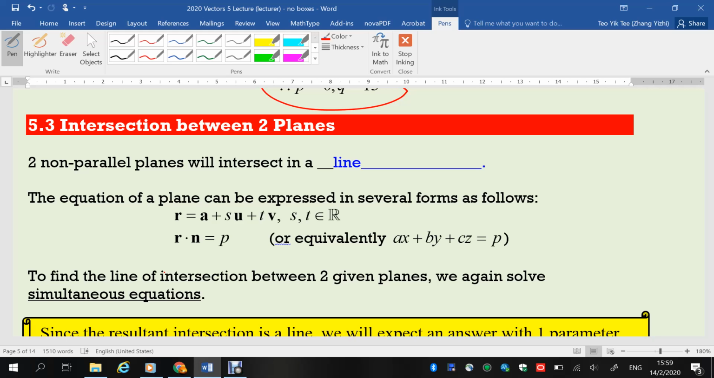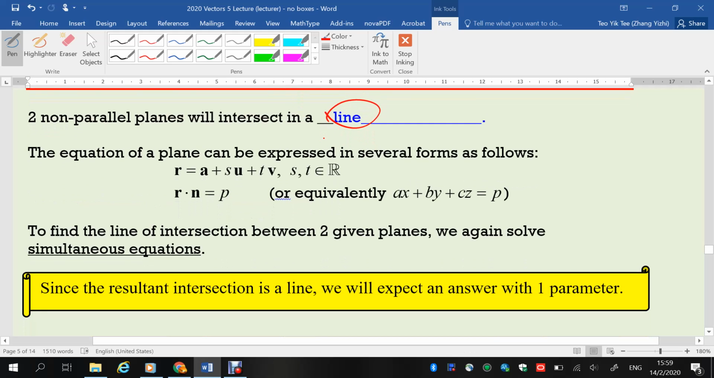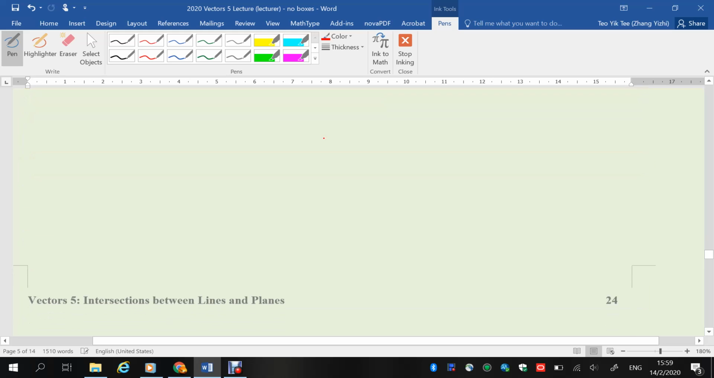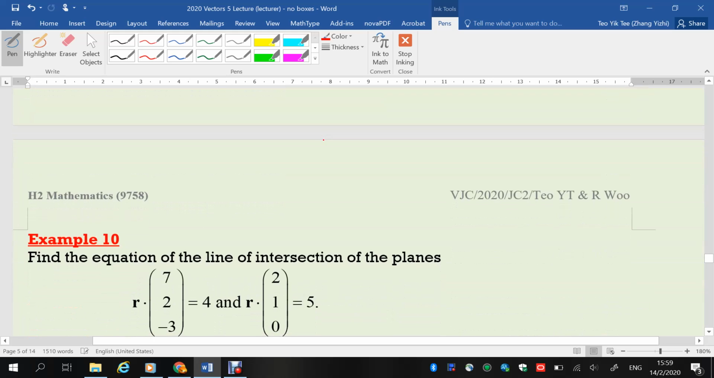It is impossible for two planes to intersect at a point. Two planes that are not parallel will surely intersect at a line. Same thing, the theory is always the same. If they intersect, I need to equate. So how to find the intersection of planes?